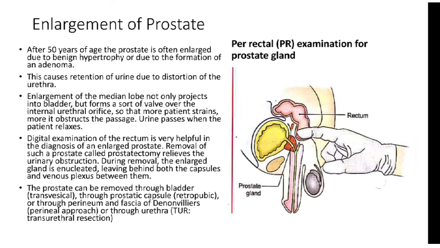The prostate can be removed through the bladder, called transvesical, through the prostatic capsule, retropubic, or through the perineum, the perineal approach, or through the urethra, transurethral resection. In this diagram, we can see per rectal examination of the prostate gland.